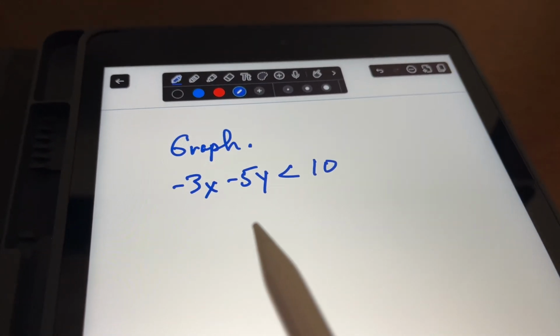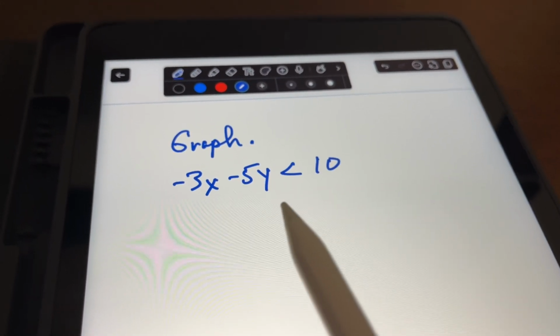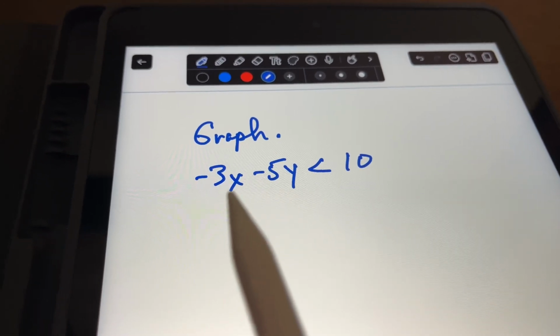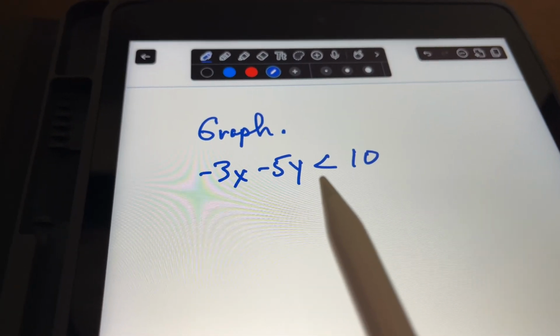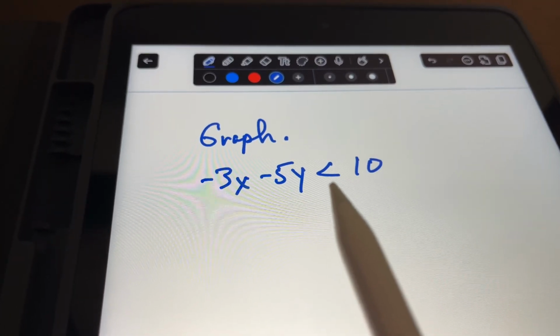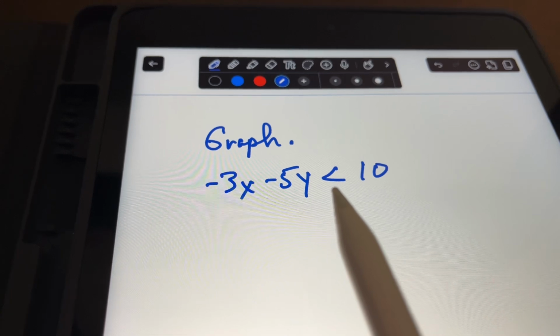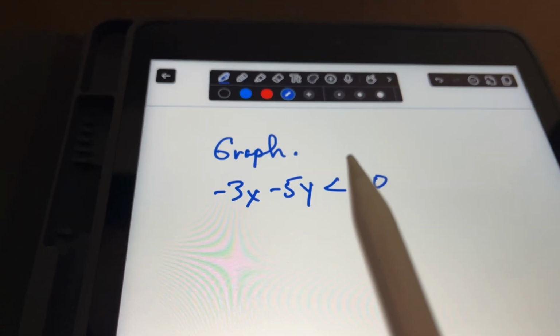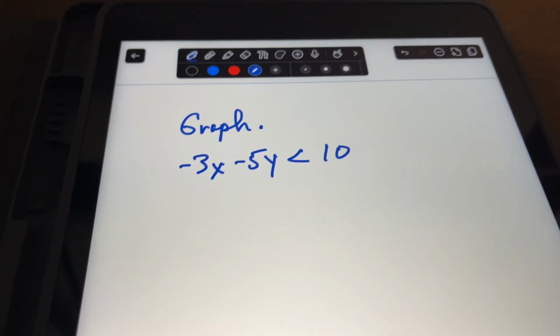Let's graph an inequality like this. The first thing I would like for you to notice is that this is a linear inequality. So it's in the shape and form of a linear equation, but it just doesn't have an equal sign. So it's not an equation, it's an inequality. But we are going to put it in slope-intercept form.